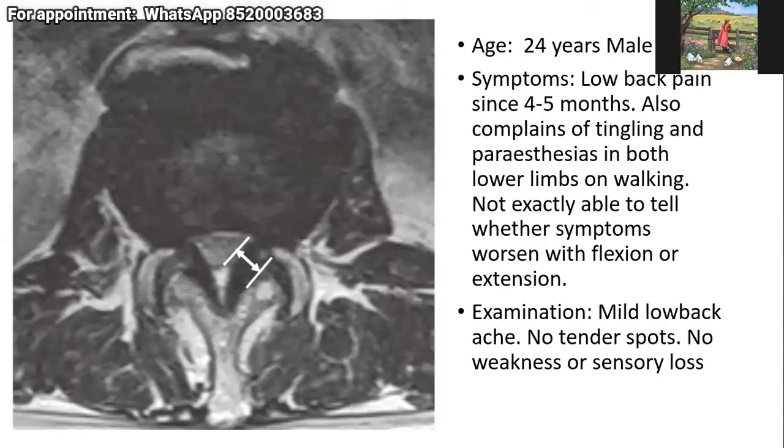Okay, 24 years male, presented with low back pain since 4 to 5 months, complains of tingling and paresthesias in both lower limbs on walking, not exactly able to tell whether symptoms worsen with flexion or extension. With the examination, we find that there is a mild low back ache, no tender spots, no weakness or sensory loss.